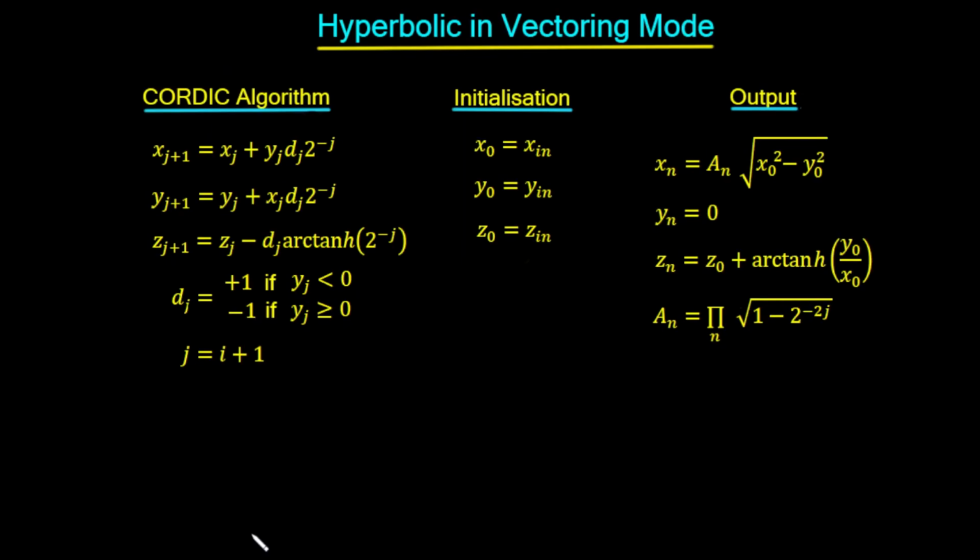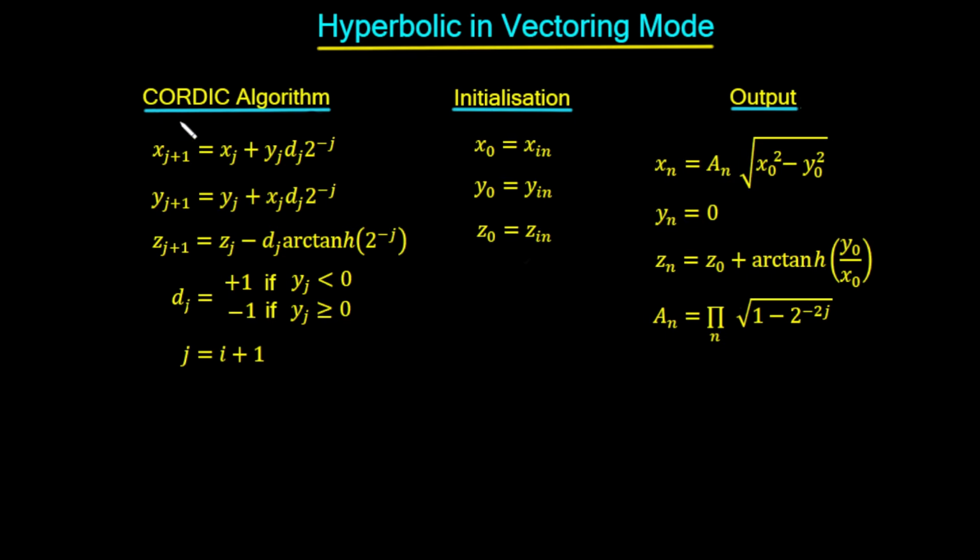In this video we're going to look at how we can approximate our first three hyperbolic functions using the CORDIC algorithm in vectoring mode. So in vectoring mode we're going to approximate the inverse functions, that is inverse cosh, inverse sinh and inverse tanh. So in this example here we generate the inverse tanh function.